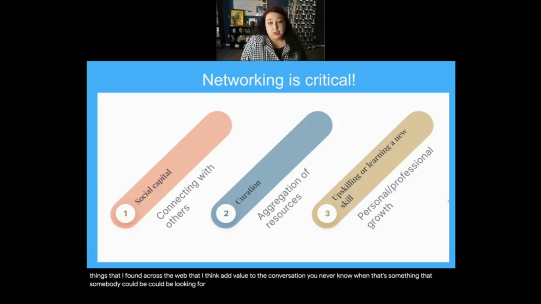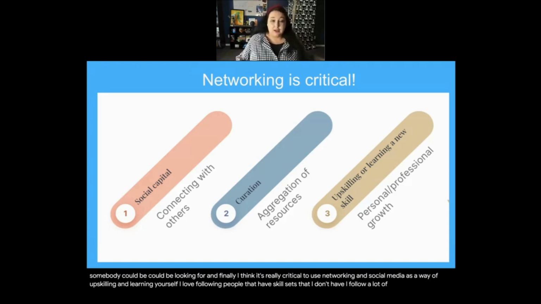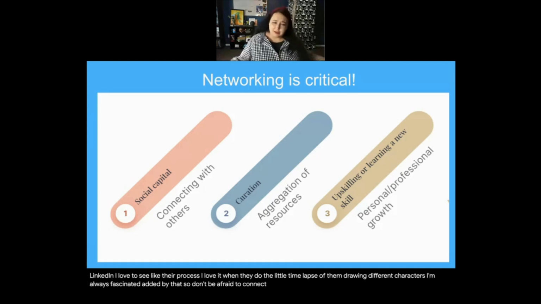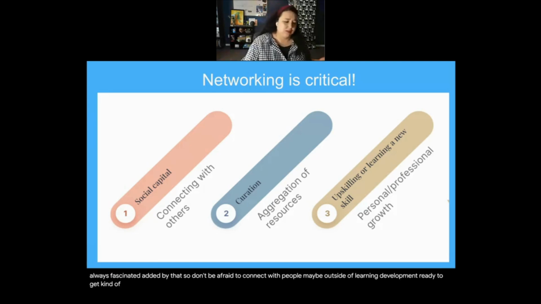And finally, I think it's really critical to use networking and social media as a way of upskilling and learning yourself. I love following people that have skill sets that I don't have. I follow a lot of graphic designers on LinkedIn. I love to see their process. I love it when they do the little time lapse of them drawing different characters. I'm always fascinated by that. So don't be afraid to connect with people maybe outside of learning development, right? To again, kind of grow some of those other skills.